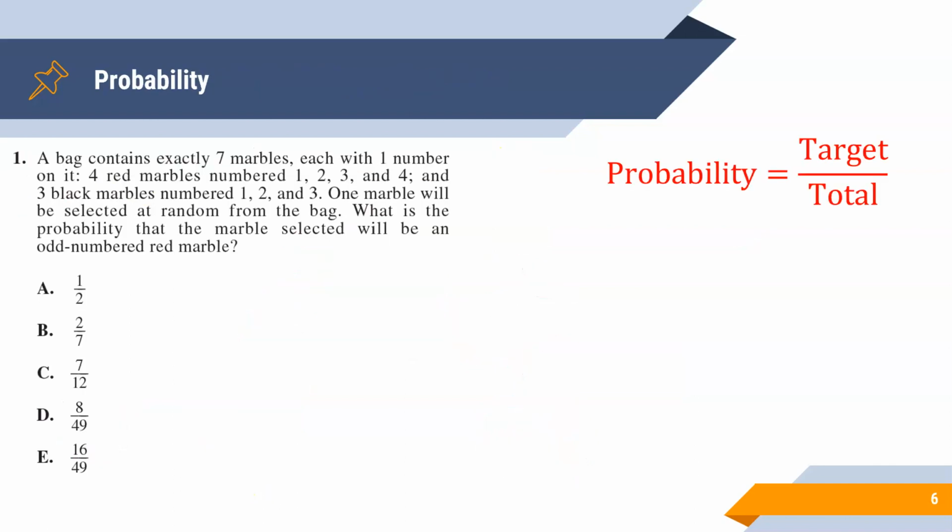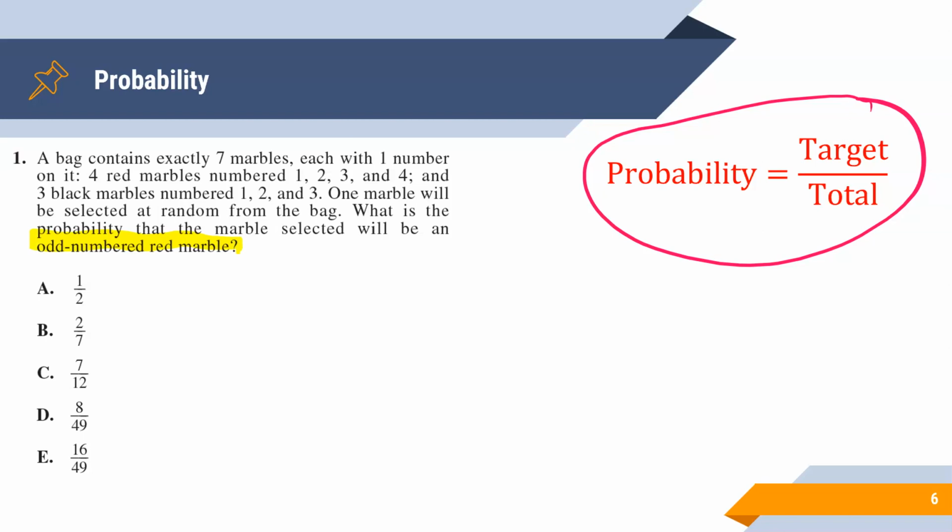Okay, another thing on the test is probability, right? We're going to work this one out together. Now, probability, just think about it like this. It's the target value you're looking for divided by how many possibilities there are. Now, in this question, again, we find the question mark and go backwards. And they want to know what's the probability that a marble selected will be an odd numbered red marble.